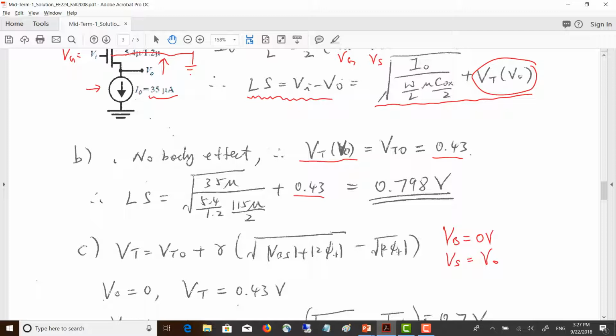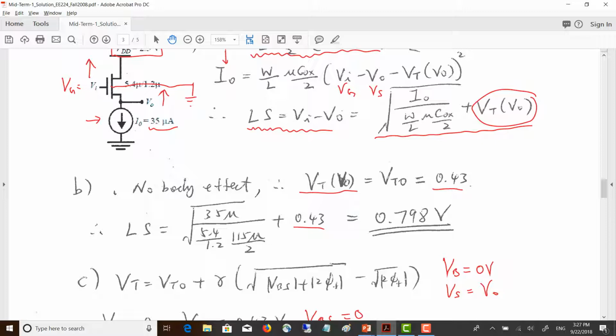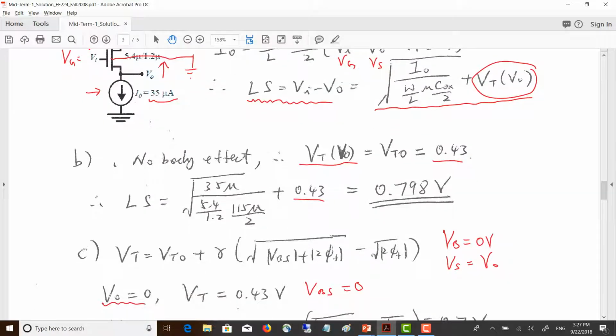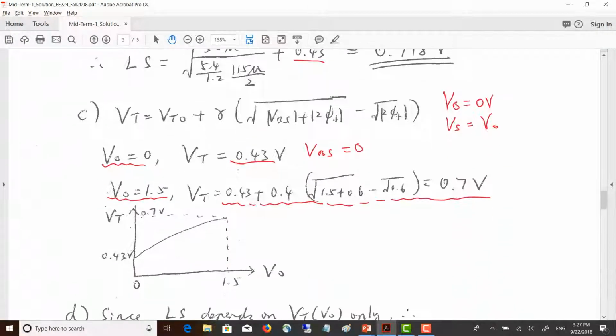And of course, when Vout is equal to 0, right, we know VBS equal to 0. It means that I have an input voltage such that the Vout equal to 0, right? So the Vt doesn't change. It's just the regular Vt, 0.43 volt. But let's say the Vin is so high, making the Vout equal to 1.5 volts, then the Vt will be changed just by using the regular body effect equation, right? And it is 0.7 volts. And then you can just plot this graph. When Vout equal to 0, right, you have 0.43. And when Vout equal to 1.5, you have 0.7.